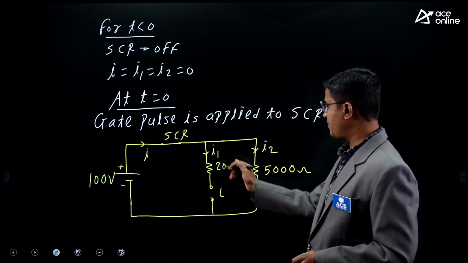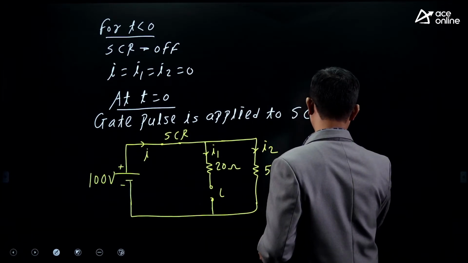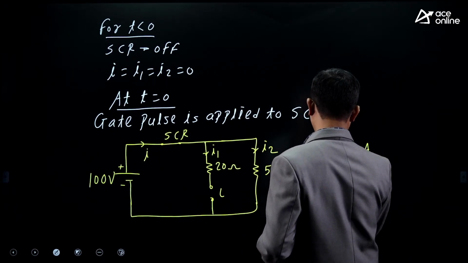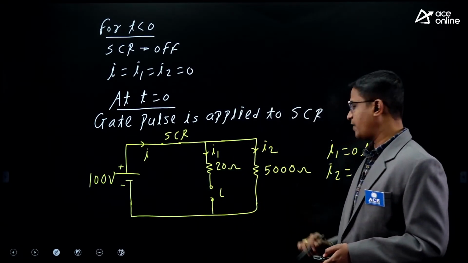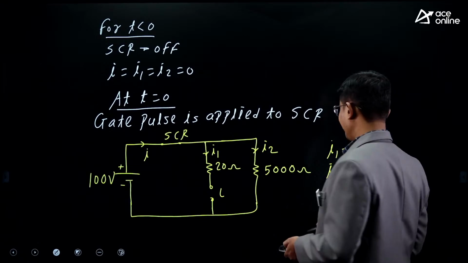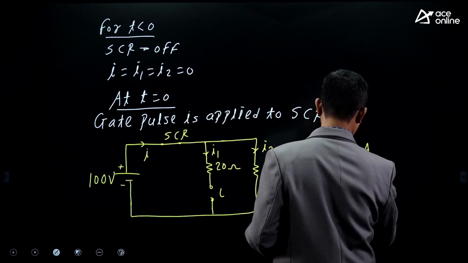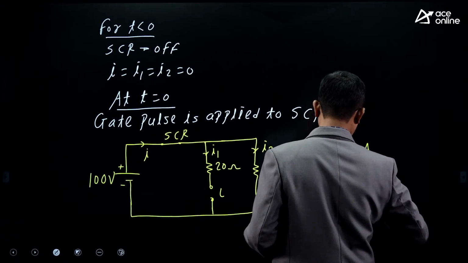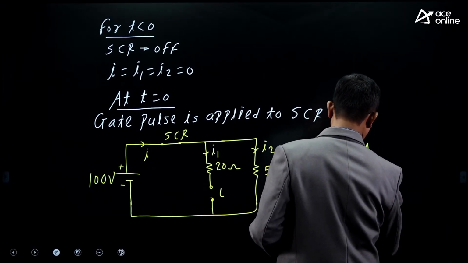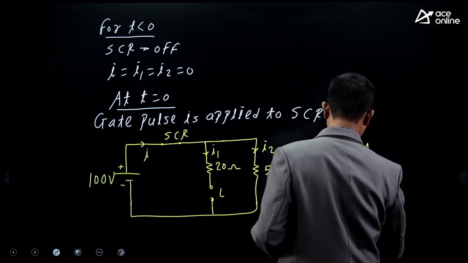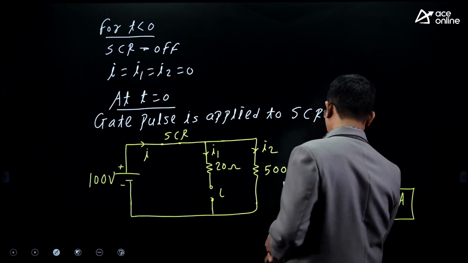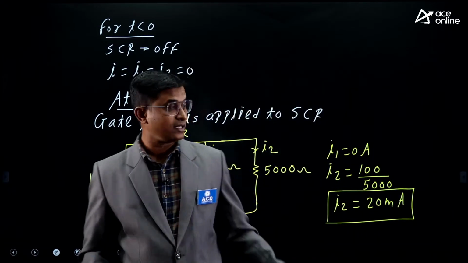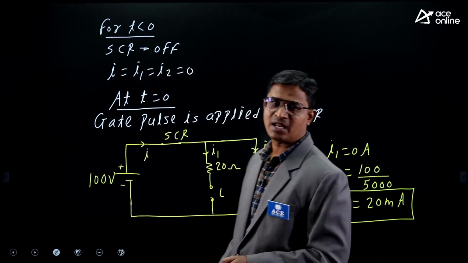Now tell me what is I1 value here? I1 is 0. What is I2? I2 is 100 divided by this 5000, na? Right? 100 by 5000. So it is equal to 20 milliampere. So I2 is equal to 20 milliampere. At t equal to 0, I2 is 20 milliampere.